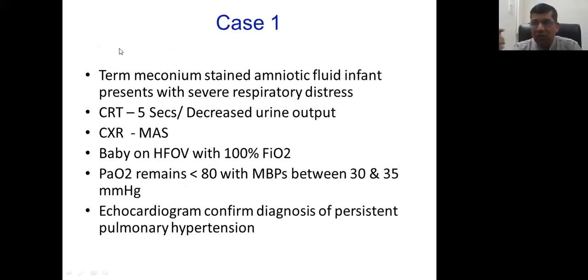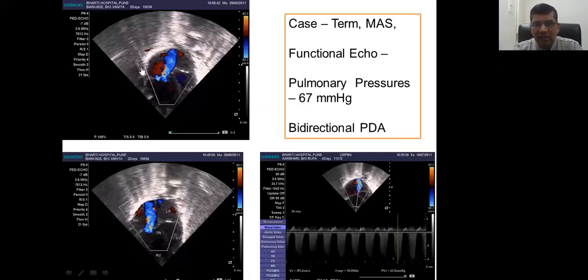Practice, and we'll discuss this one. A classic meconium, asphyxia, meconium distress, issues with the perfusion, issues with the blood pressure, issues with the ventilation, high frequency, 100% oxygen, hypotension. And just now I showed you the echo. That's the echo of this baby.